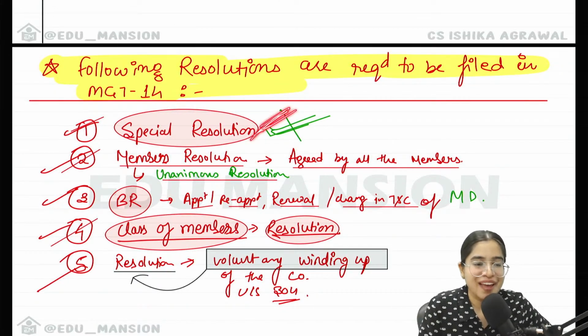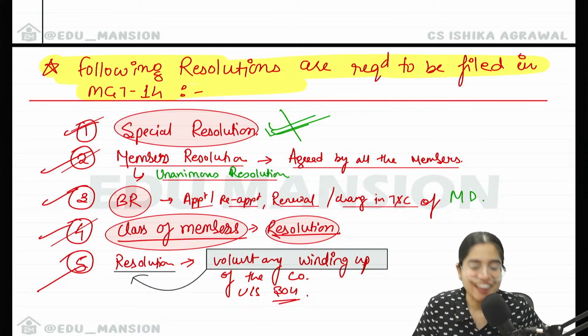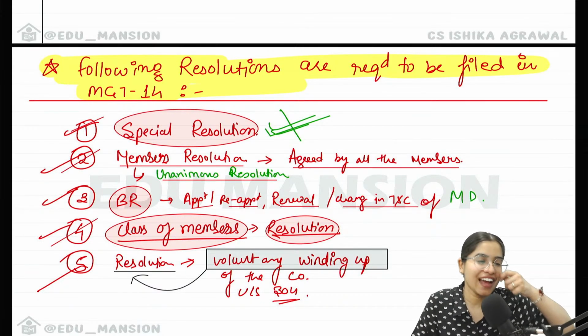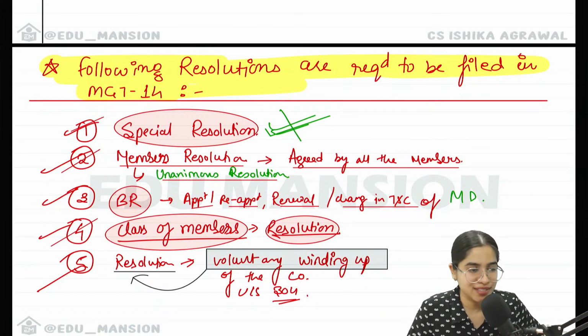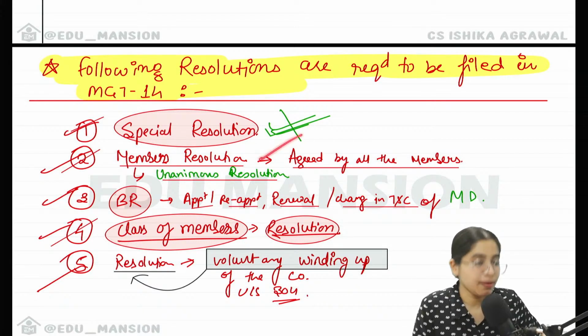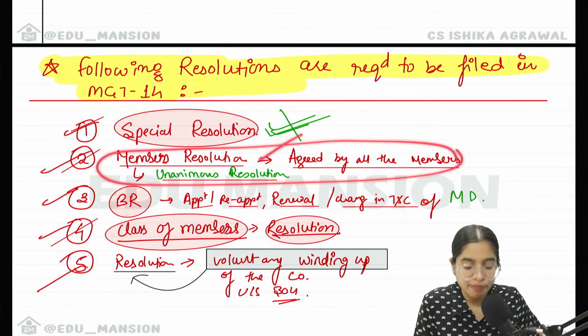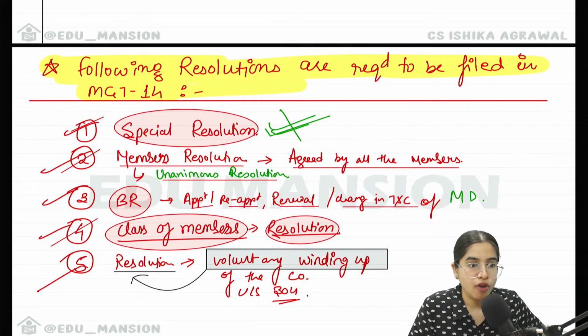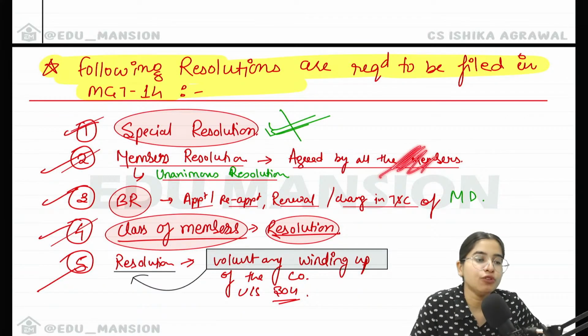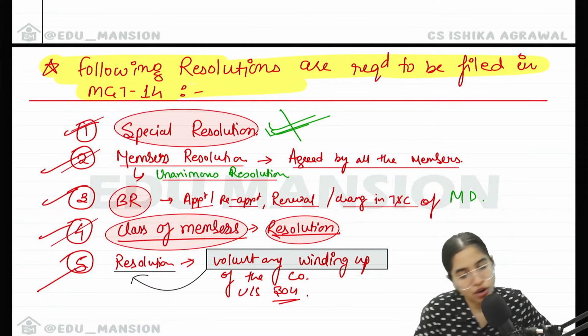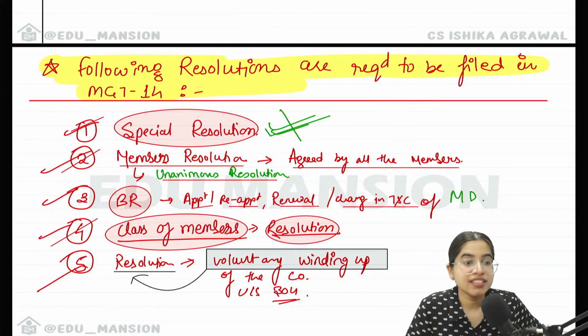Okay, so what are the resolutions for which MGT 14 is required? Number 1, special resolution. Whenever you pass a special resolution, MGT 14 has to be filed within 30 days to ROC. Next, if there is any matter for which a unanimous resolution of members is required. Unanimous resolution of members means if there is any matter for which the approval of all the members is required, then that resolution you have to file to the ROC in the form MGT 14.